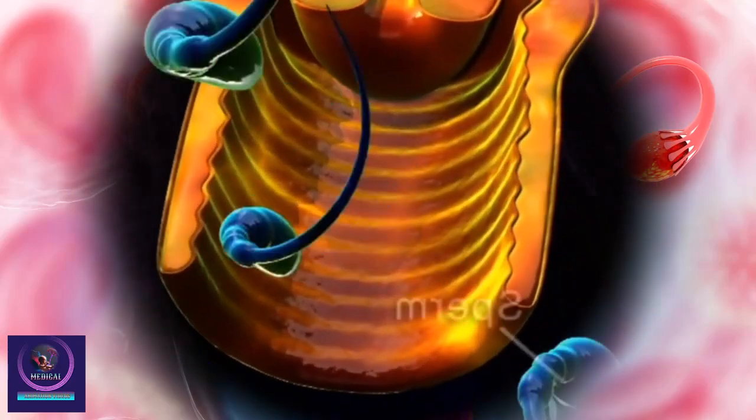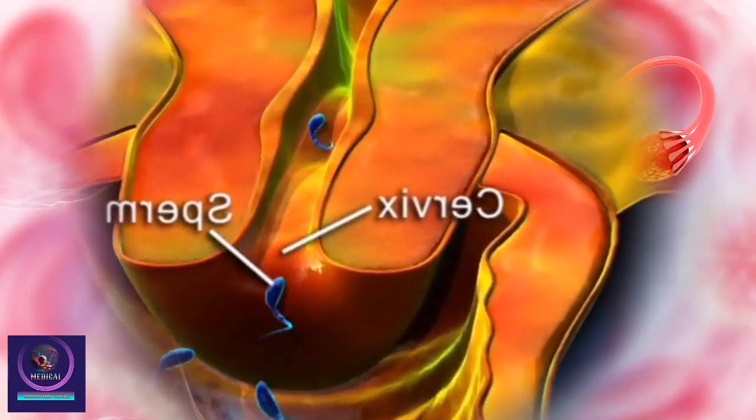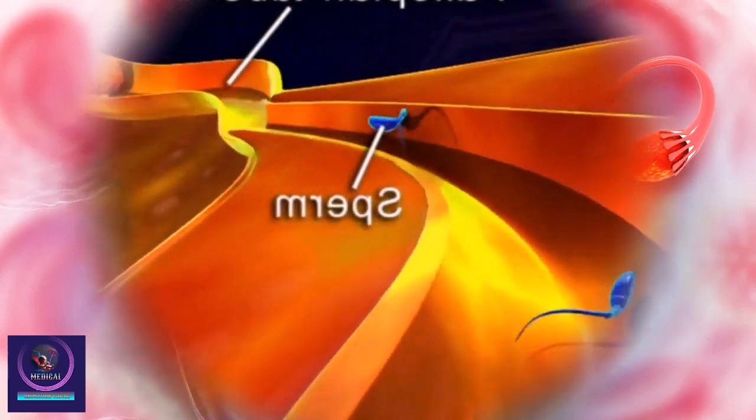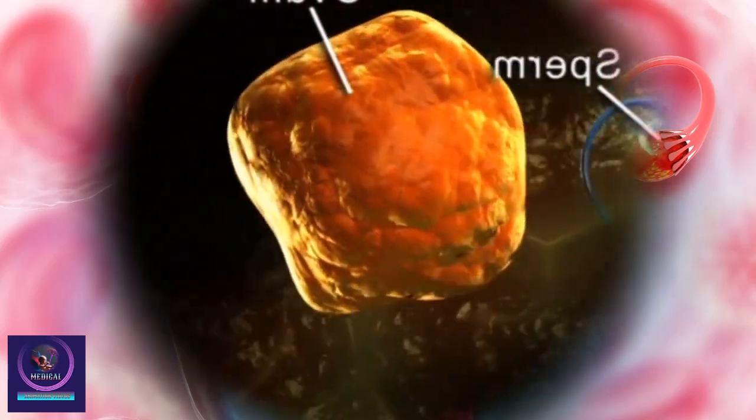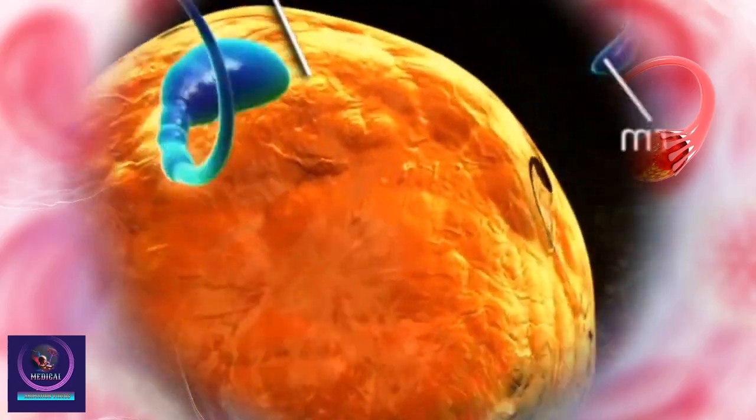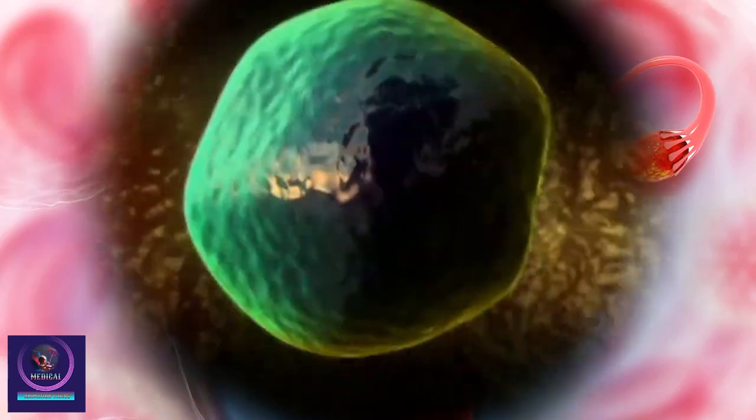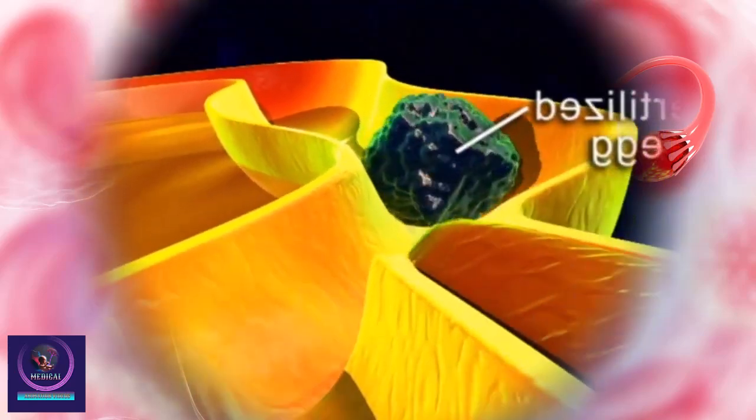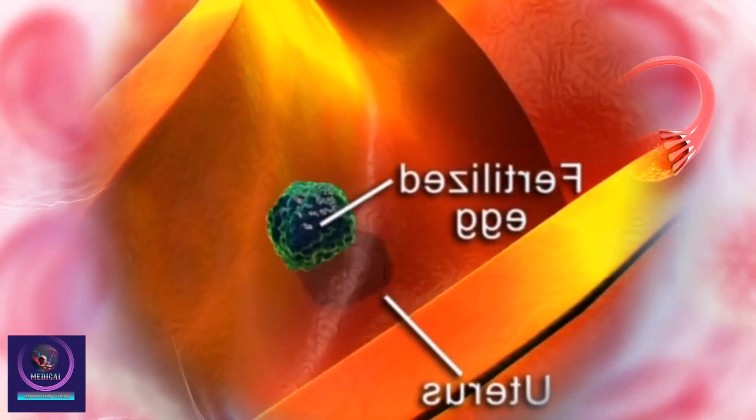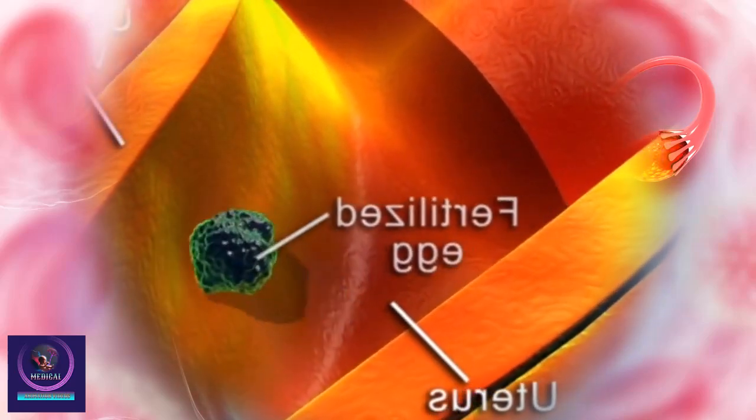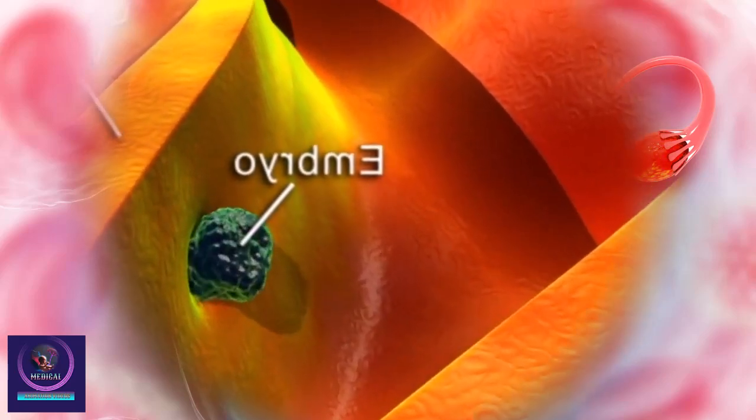If sperm reaches the fallopian tube, entering initially through the vagina, then moving through the cervix and uterus, fertilization can occur. During this process, only 1 sperm cell will penetrate the ovum, completing fertilization. The fertilized egg, now called a zygote, travels toward the uterus, where it eventually implants into the uterine wall. At this stage, it is known as an embryo. The embryo begins to divide and develop, ultimately forming a fetus.